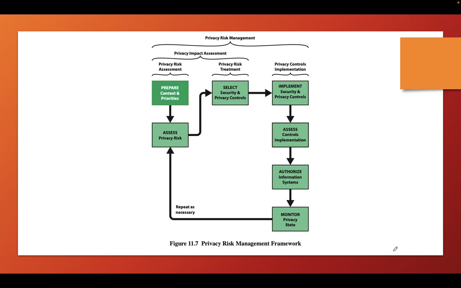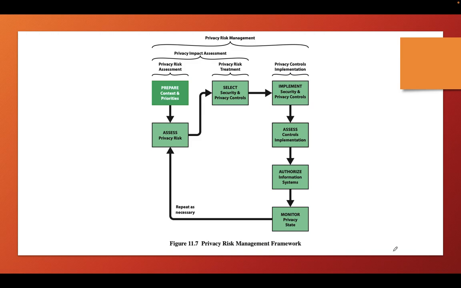When we prepare context and the priorities of what we want to assess, then we have to assess the privacy risk. That's the next thing. After assessing the privacy risk, we have to select the security and privacy controls that should be put in place in order to prevent the potential threat, harm, or vulnerability. These are called the privacy risk treatment, because you've selected the security and privacy controls.